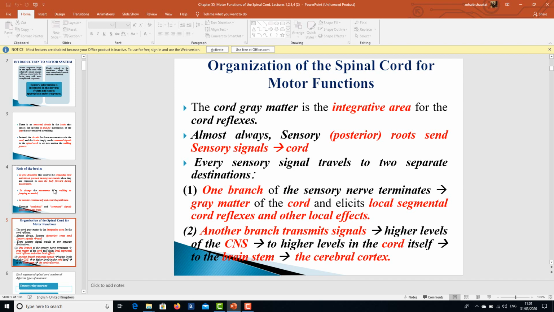The other branch transmits signals to higher levels of the central nervous system, to higher levels in the cord like suprasegmental reflexes, then to the brain stem, to the cerebral cortex, etc. So this is the organization of the spinal cord for motor functions. Whatever information enters the spinal cord has two branches. One terminates there, eliciting the local segmental cord reflexes and local effects in the spinal cord. The other branch goes to the higher levels of the central nervous system, like the brain stem and the cerebral cortex.